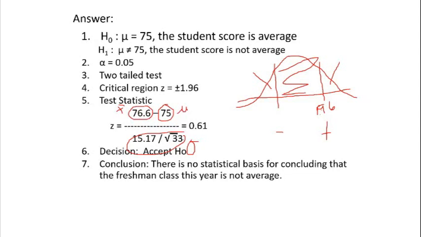Where the 33 is the sigma over the square root of n. So the 33 is the number of samples. Using the formula of the z distribution, x bar minus mean over the standard deviation, we have here our value of 0.61. Based on the given problem, the mean is equal to 75, and the alternative is the mean is not equal to 75.